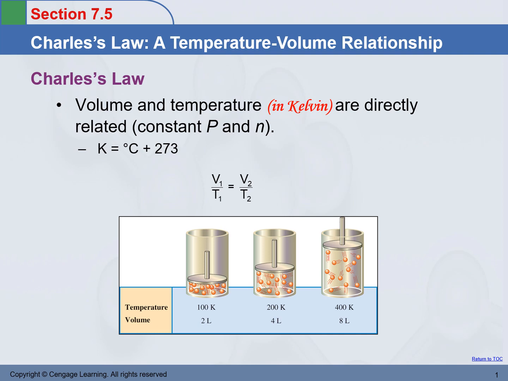Here is an illustration of how Charles' law works. So we have three different sets of conditions. Initially, the temperature is 100 K and the volume of the gas is 2 liters. Then the temperature doubles. When temperature doubles, volume doubles as well. They are directly related. Then temperature doubled again, volume is doubled again.